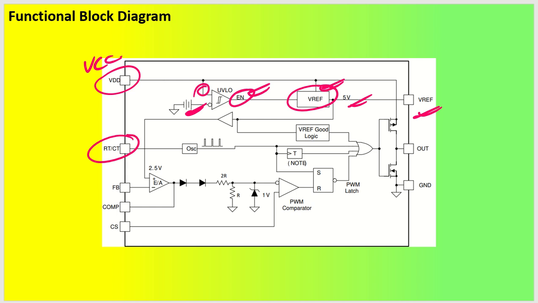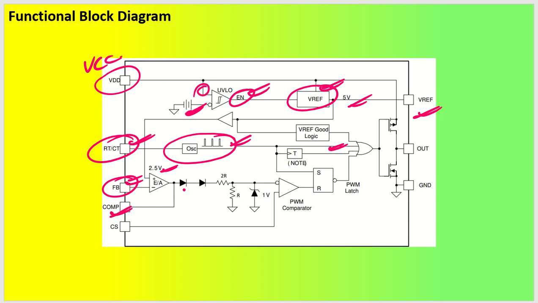This gives a good idea about the power supply scheme. Coming to the oscillator, there are the RT and CT pins, which set the oscillator frequency inside the system, and the oscillator switches based on the set frequency. You have the feedback pin, which goes through an error amplifier with a 2.5 volt reference. V reference is connected as the power supply and sets the reference voltage for this error amplifier, and the error amplifier regulates the output voltage.